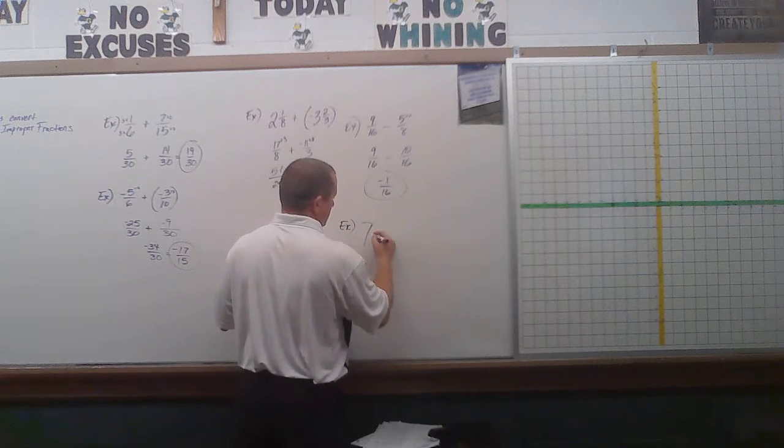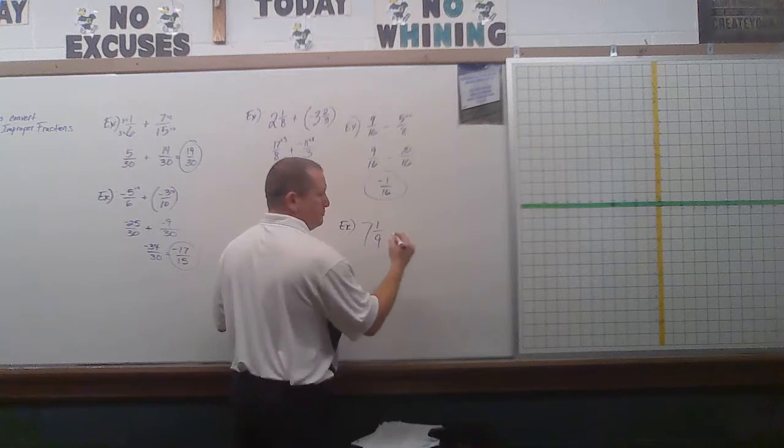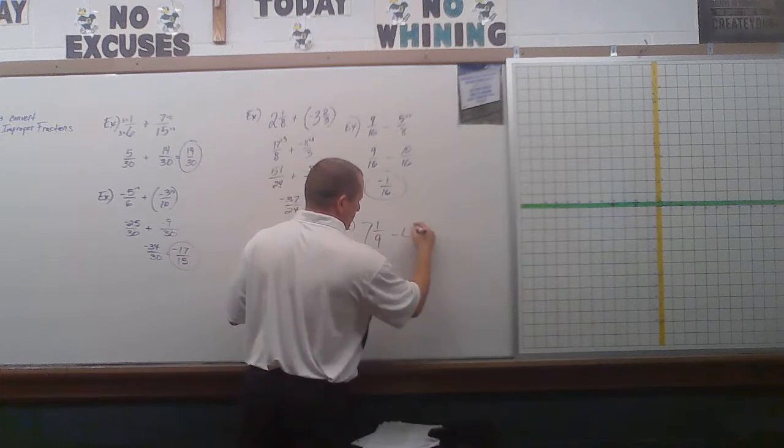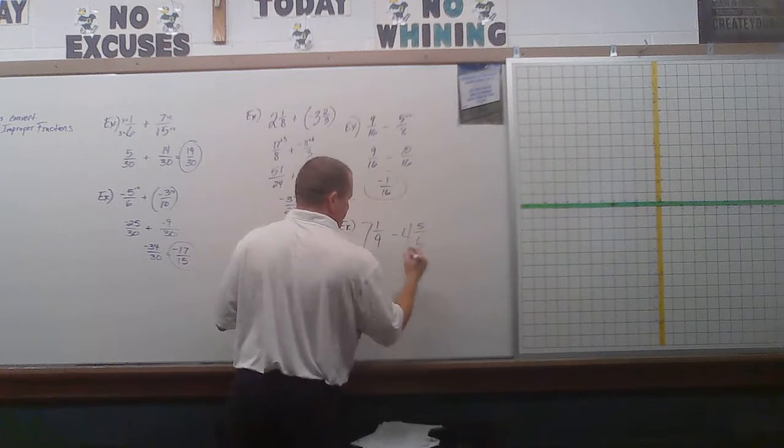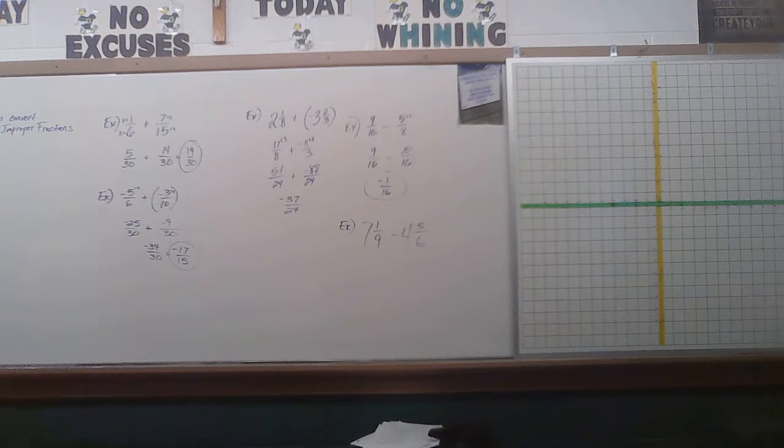So try this one all by yourself. 7 1/9 minus 4 5/6. See what you get.